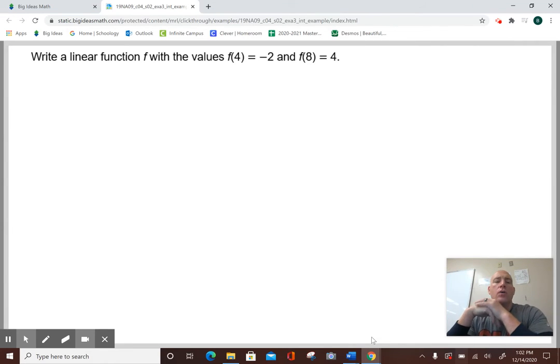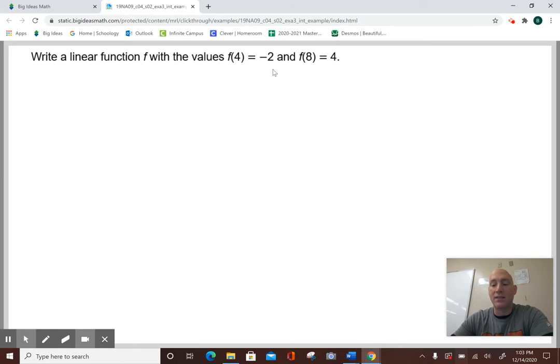Hey guys, so now when you have to write linear functions with specific values, this is exactly like example two. You just have to remember that y and f of x are the same thing, which we did in chapter three, and then be able to write these in point form. I think it's way easier just to think of this as (4, -2) and (8, 4). So now we can take our functional notation and just write it in point form.